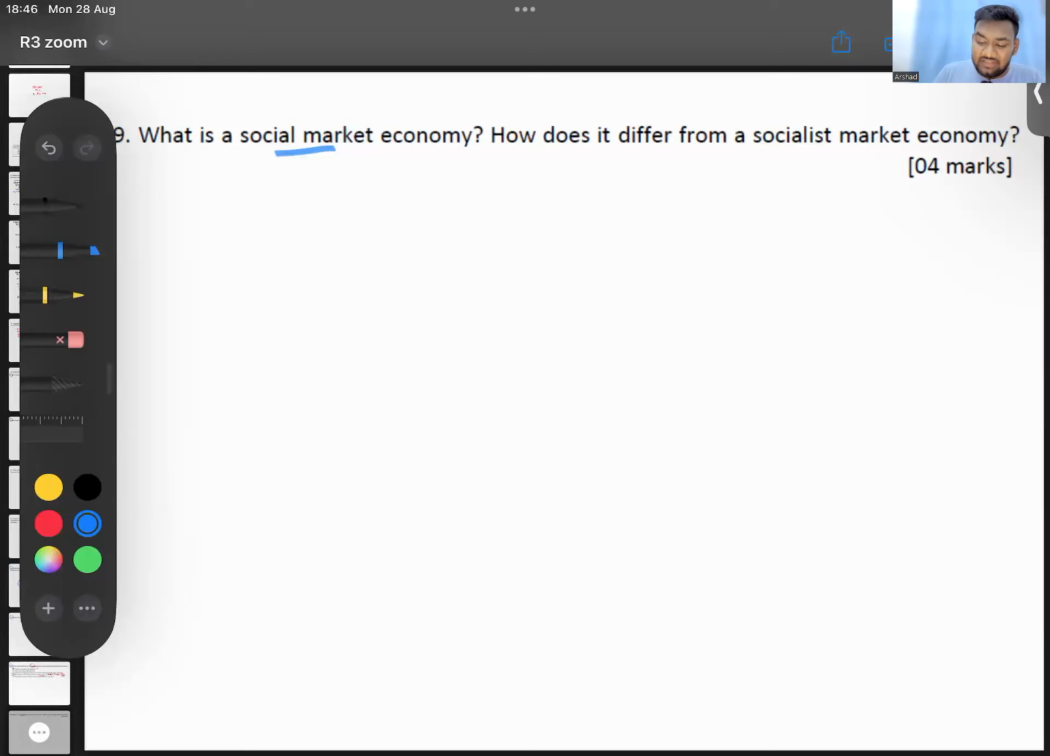Then how does this differ from a socialist market? What did I say a socialist market economy is? A socialist market economy is an economic system that runs on the socialist ideology, right? Where the government owns all the resources and where they kind of run. Yeah. So you need to highlight that. You say this is very similar to a market, but there are things like this. Maybe you can give some examples also, no problem. And that will give you your 4 marks.